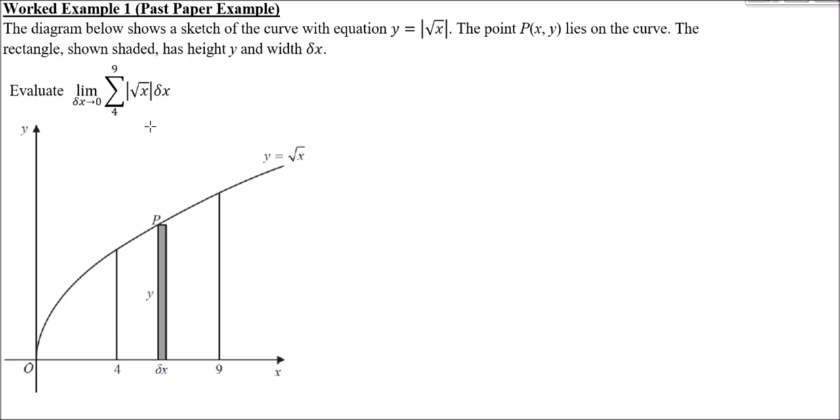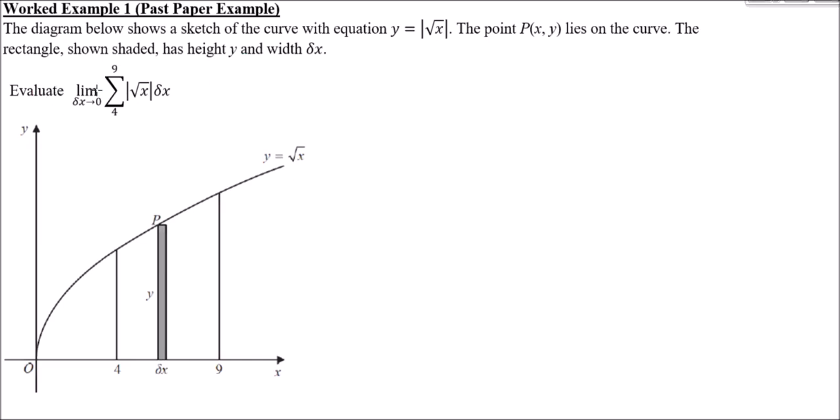The diagram shows below a sketch of a curve with equation y equals mod of root x. So essentially it's just the first quadrant, the positive square root of x. If the point P, defined parametrically as just x and y, lies on the curve somewhere here, the rectangle, shown shaded, has height y and width delta x.